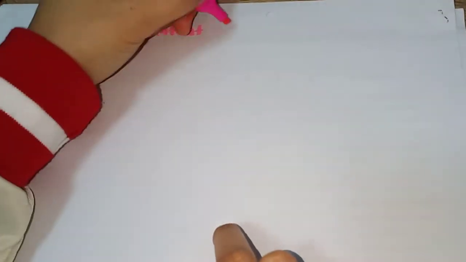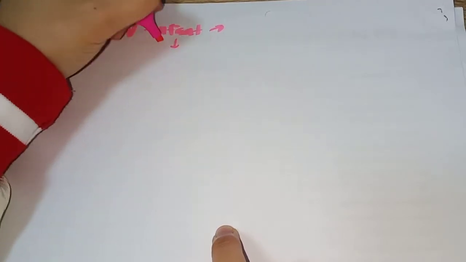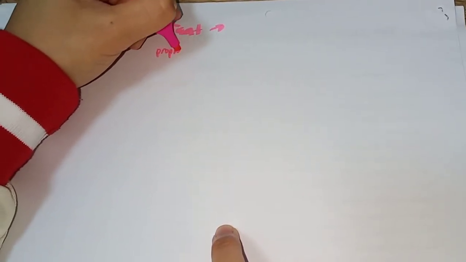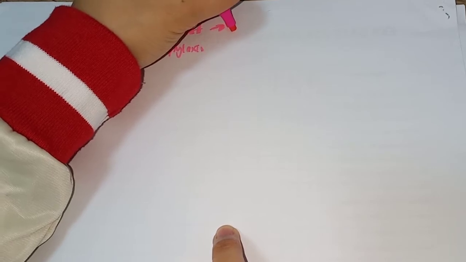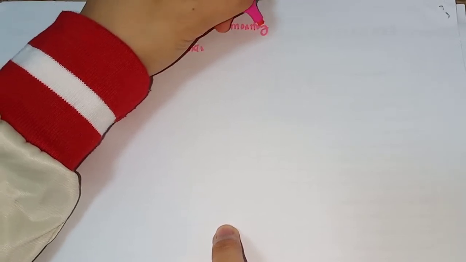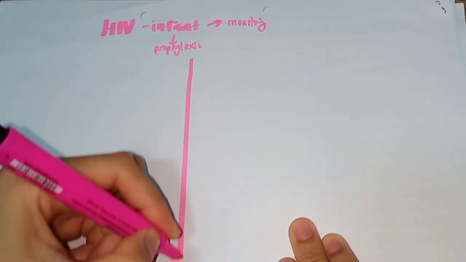Continuation video on HIV. In regards to the infant, there are two things that we have to talk about. The first one is the testing or the monitoring. The second one is the prophylaxis. So, prophylaxis and also the monitoring. Let's talk about the prophylaxis first.